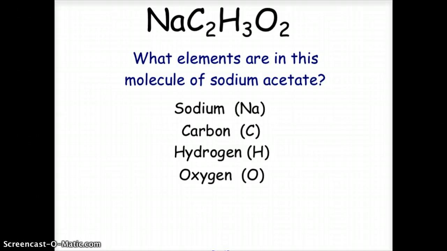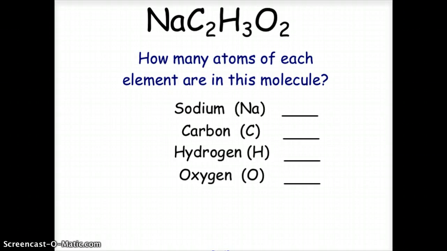So now what we're going to do is figure out how many atoms of each of those elements is present. So on your sheet, on the PDF that you printed out, please write how many atoms of each of those elements is present. So go ahead and do that now. So you should have 1 sodium, 2 carbon, 3 hydrogen, and 2 oxygen.